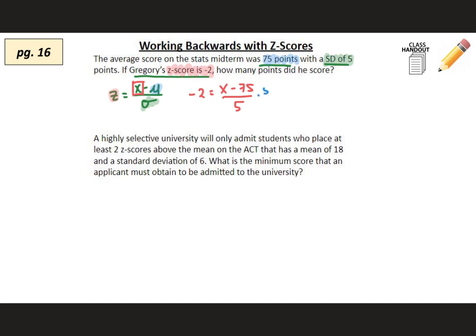So first, I'm going to multiply both sides by 5. That's going to get rid of the 5 in the denominator. So -2 times 5 is going to be -10. So I have -10 equals x minus 75. And to finish solving for x, we're going to add 75 to both sides. So -10 plus 75 is 65. That's going to be our data point. So I'm going to say Greg got a 65 on the stats midterm.